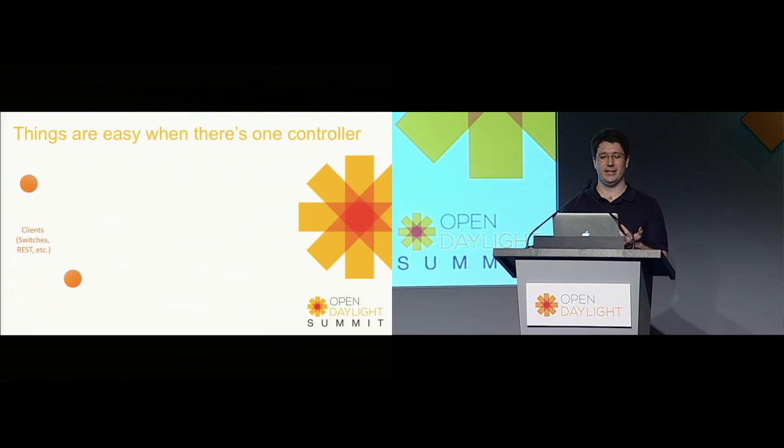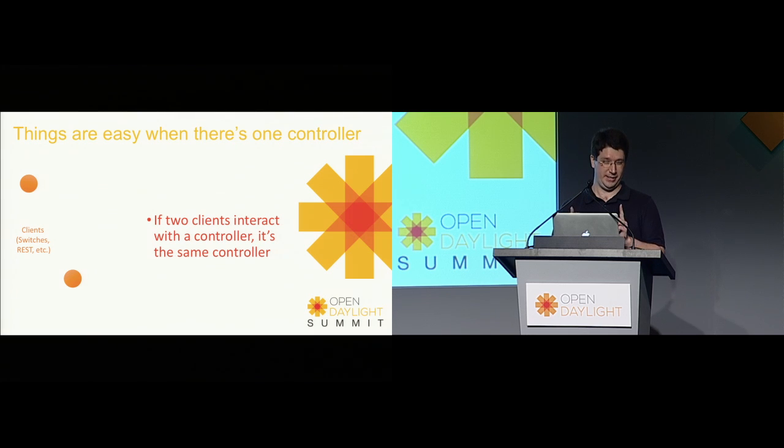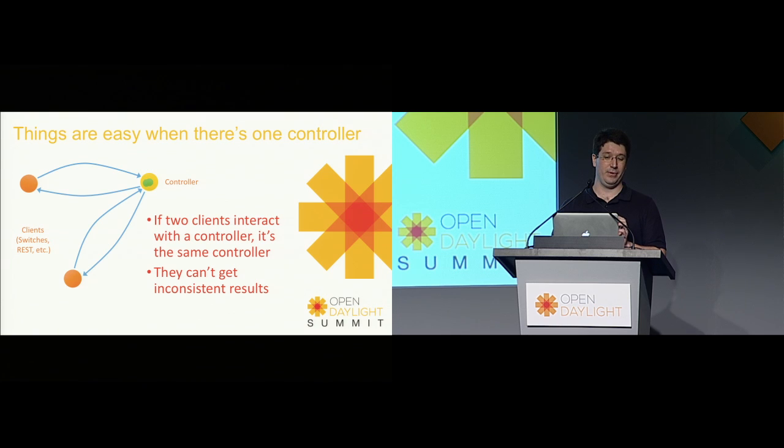The key idea here is that things are really easy when there's one controller. If two clients talk to a controller, it's the same controller because there's only one. If they ask it something like, what color is it? And the controller thinks it's green, it's going to tell both of them that it is green. They don't have to worry about what else might happen. So this is really what we want. This is the model we are going for. This is what people can understand, program against, deal with, and reason about.